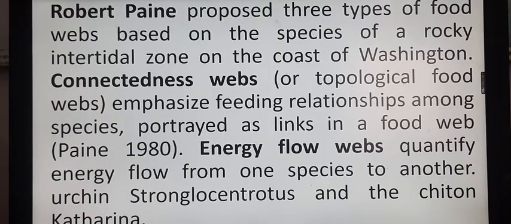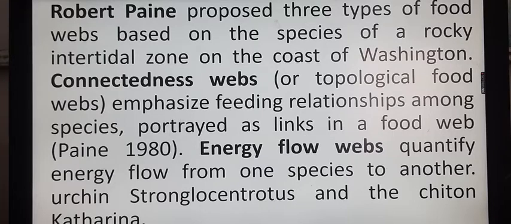Now, Robert Payne proposed 3 types of food webs based on species of a rocky intertidal zone on the coast of Washington. So he was studying the ecosystem there, and according to these studies, he told that there are 3 types of food webs. One is the connectedness food web or topological food web. This emphasizes feeding relationships among species portrayed as links in a food web.